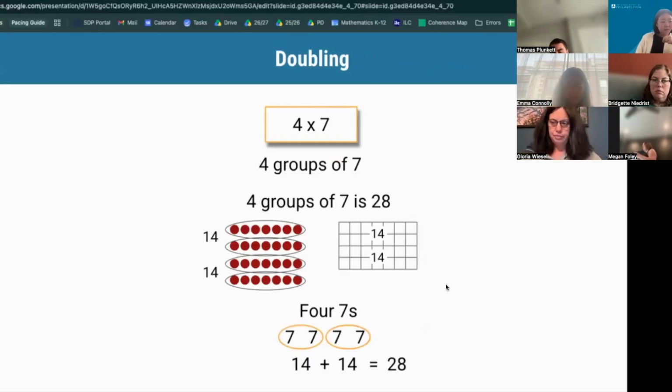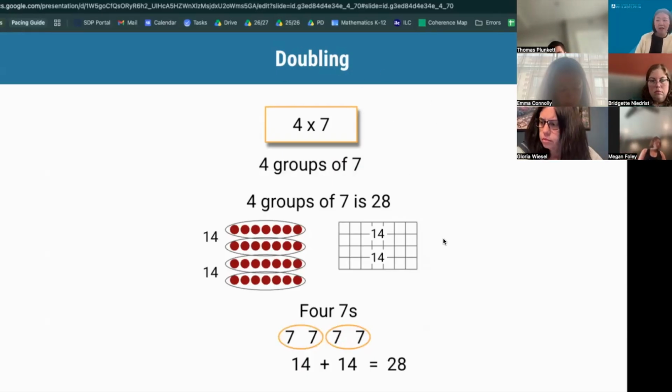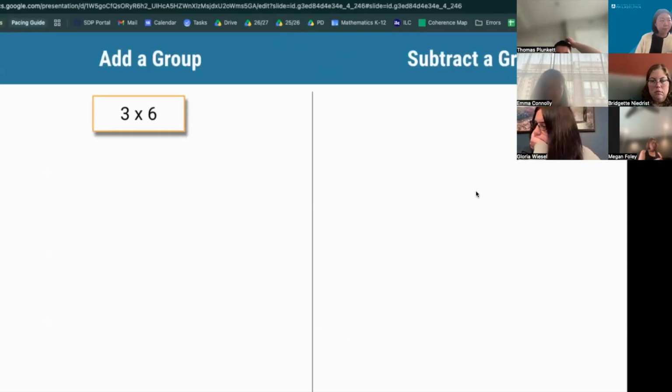Doubling 14, 4 groups of 7 is 28. So that is the doubling strategy. Students can use the doubling strategy for their 4s or maybe their 10s, 5s and 10s, but that's the doubling strategy. That's an example.